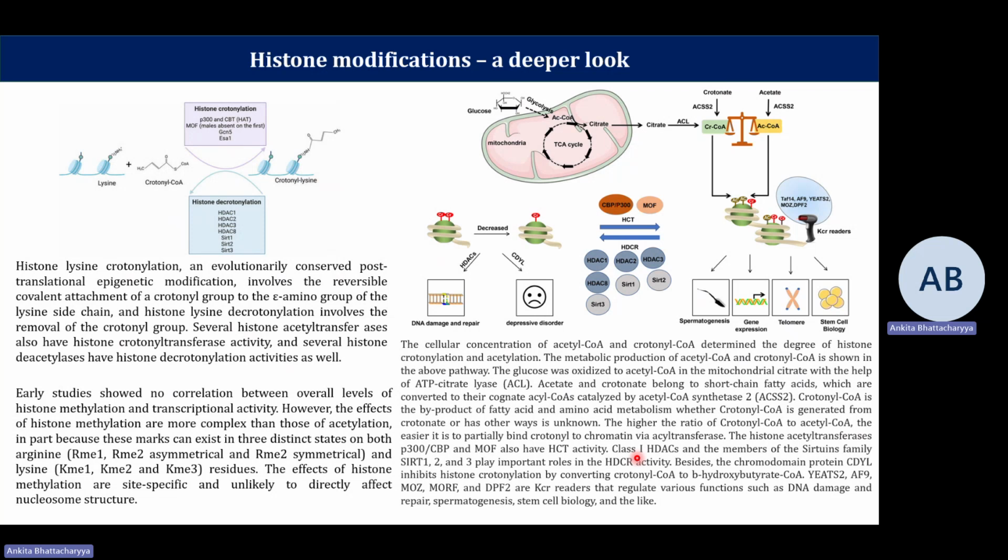Besides, the chromodomain protein CDYL inhibits histone crotonylation by converting crotonyl coenzyme A to beta-hydroxybutyryl coenzyme A. ENL, YEATS, AF9, MOZ, or MORF, DPF2 are Kcr readers, which are crotonylated lysine readers that regulate various functions like DNA damage repair, spermatogenesis, stem cell biology, and the like.